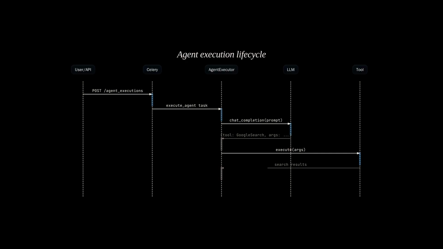Let's trace a single execution. The user hits the API to start an agent. Celery queues the task, and the executor loads the workflow. It builds a prompt with the agent's goals and available tools, then sends it to the LLM. The LLM responds with a tool choice, say, Google Search. The executor calls that tool, gets the results back, stores them in the database and vector memory, then schedules the next iteration. This cycle repeats until the agent finishes or hits the iteration limit.